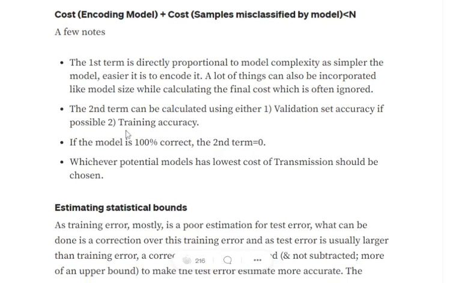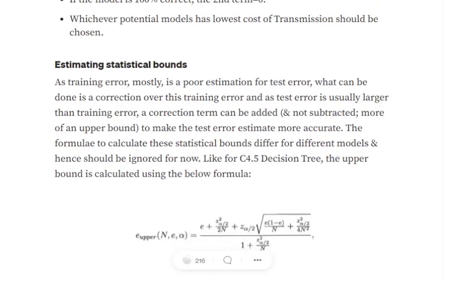Estimating statistical bounds, being the last one. Again, it is assumed that a validation or test error is mostly greater than the training error. So eventually what we can do is add a constant to the training error and take it as a validation error for now. We won't be subtracting, because it is mostly assumed that validation error would be more than the training error, as it is on unseen data.